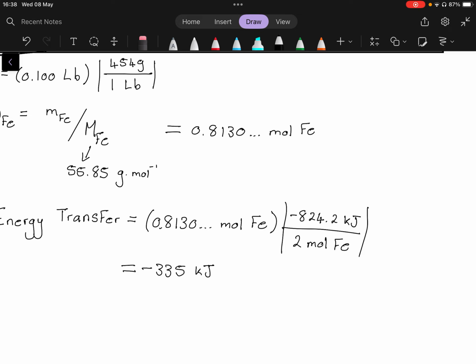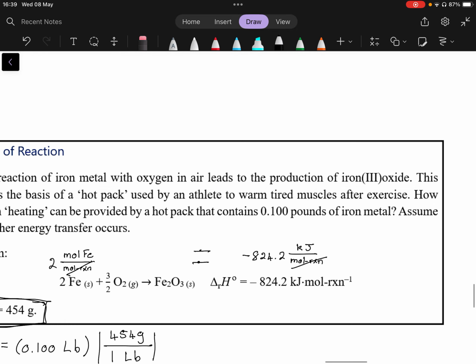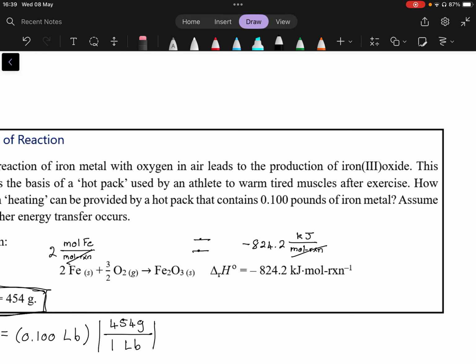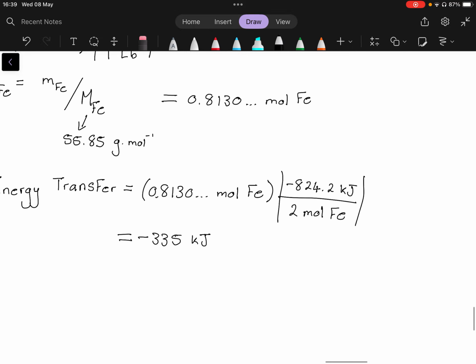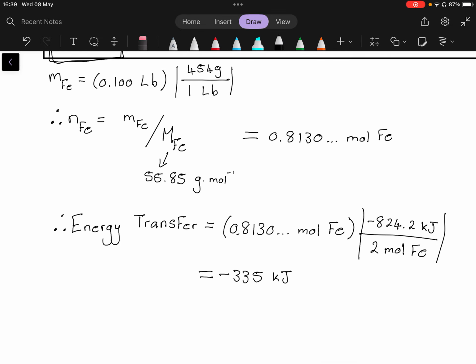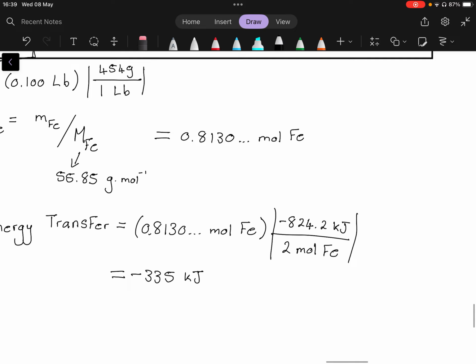What does it tell us? It tells us 0.8 mole of iron will produce minus 335 kilojoule, which means it gives off 335 kilojoule of heat for 0.8 mole of iron. The reaction equation tells us 2 mole of iron would have given off 824.2 kilojoule of heat. So maybe this is an easier way of seeing that whole thing.